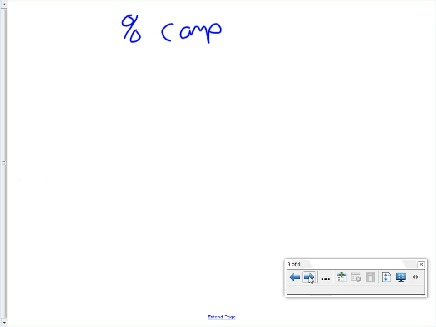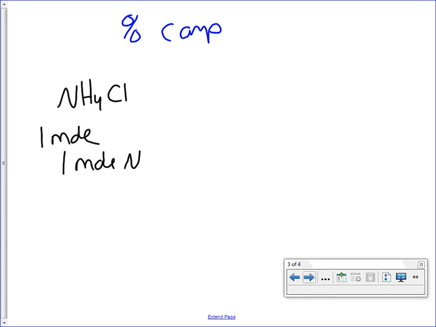Okay? All right. Before we get to percent composition, I want to talk about one more thing, moles of atoms. So if I have NH4Cl, for example, that's ammonium chloride. If I have 1 mole of it, I have 1 mole of NH4Cl. Well, how many moles of nitrogen atoms do I have? I have 1 mole of nitrogen atoms. How many moles of chlorine atoms do I have? I have 1 mole of chlorine atoms. But how many moles of hydrogen atoms do I have? Because of that subscript 4, I have 4 moles of hydrogen atoms.